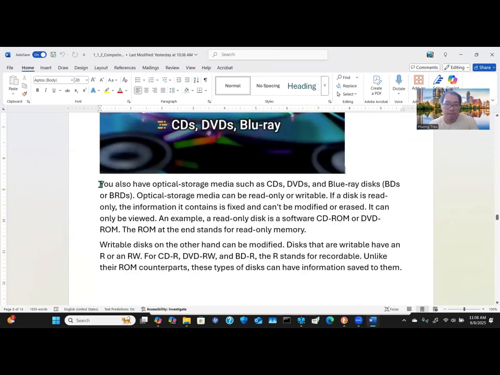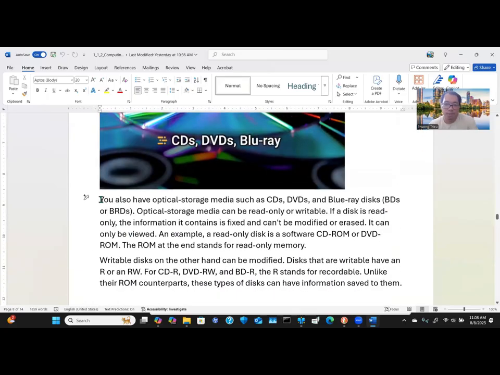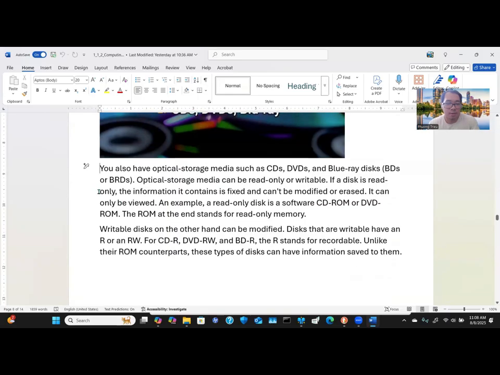So I think that you still need to learn about these things because they still play an important role for people who are not that good with using cloud storage. So let's see what they are trying to say here. You also have optical storage media such as CDs, DVDs, and Blu-ray discs, BDs or BRDs. Okay, they call Blu-ray discs BDs or BRDs. Right. So they call CDs, DVDs, and Blu-ray discs optical storage media. Optical storage media can be read only or writable.